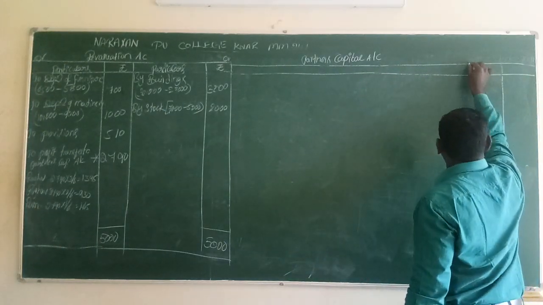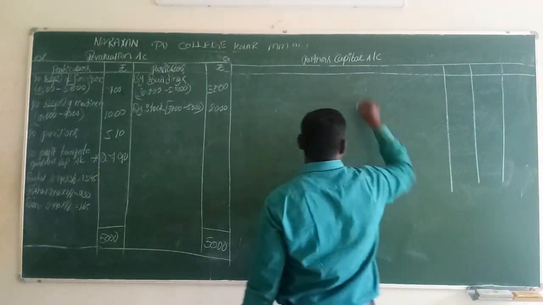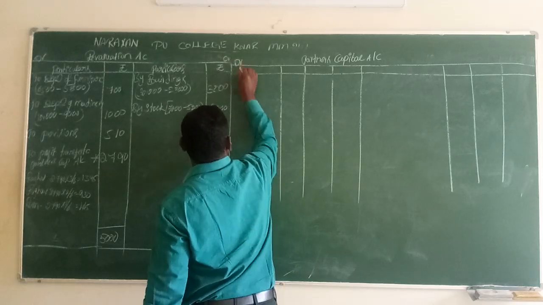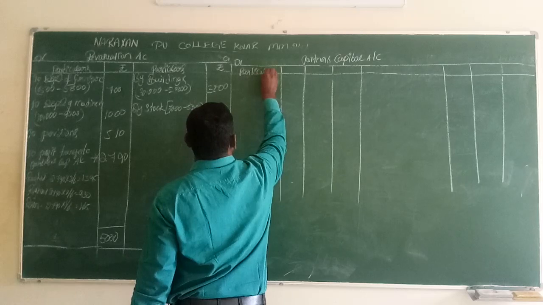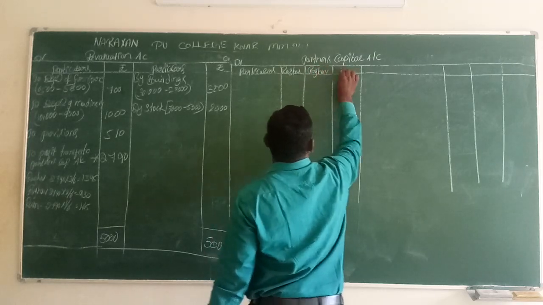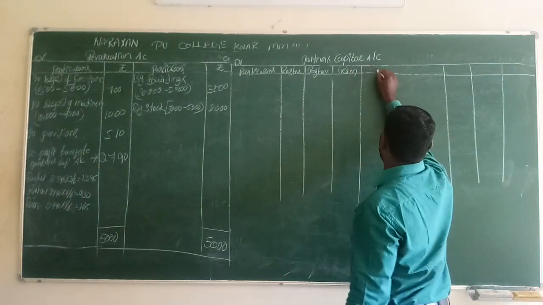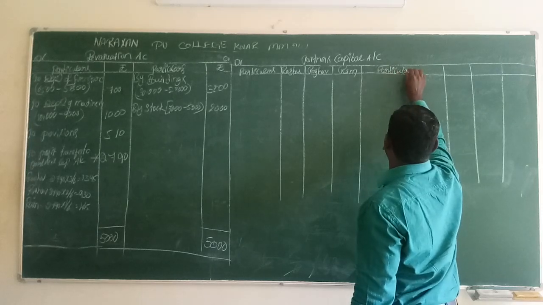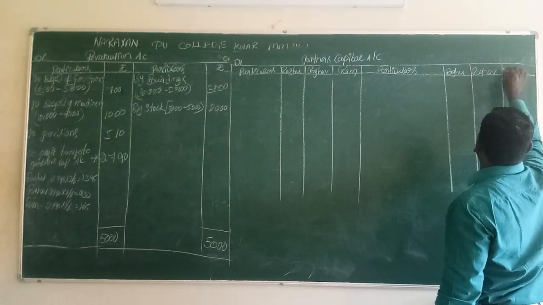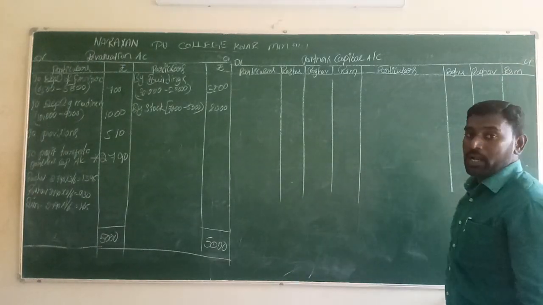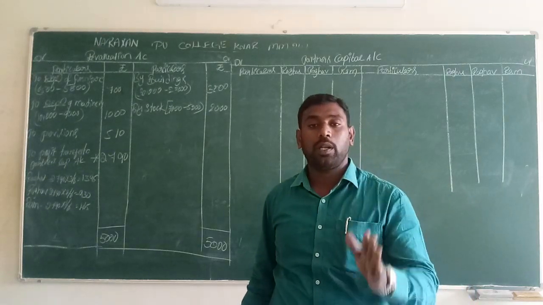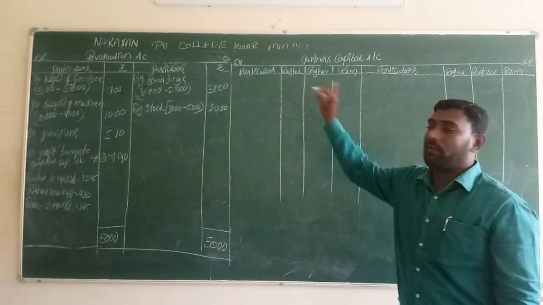The partners are Ram, Raghav, Raghu. On the left hand side, particulars: Ram, Raghav, and Raghu. On the credit side also, particulars: Raghu, Raghav, Ram. Debit and credit we must write. If you don't write debit and credit for the particular account, then they will definitely deduct marks in the annual examination. I saw this request, that's why we are preparing the account.